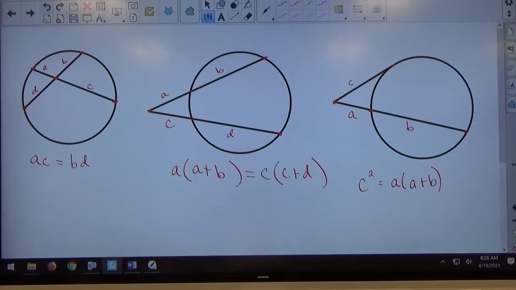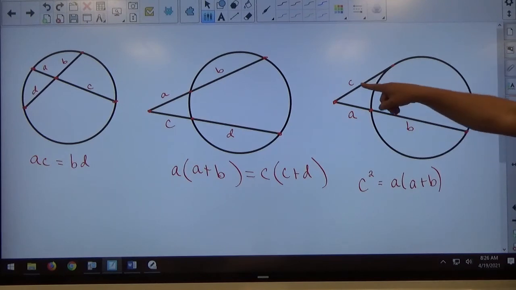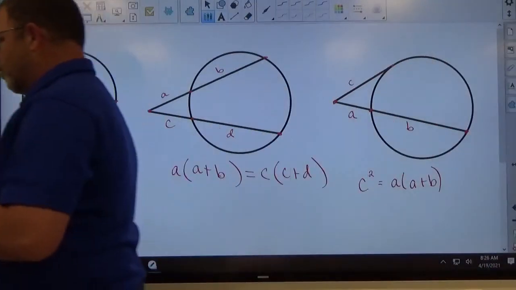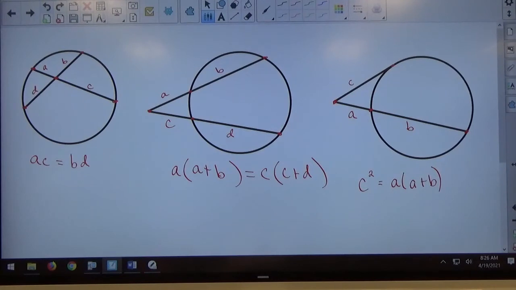So each of these rules, secants have the same picture every time. The outside piece times the entire piece, that's how the secants work. Tangents are squared, and then two chords intersecting, the product of the pieces of one chord equal the product of the pieces of the other chord. So you should commit these to memory. Pretty straightforward rules. They're always these. They don't change their mind at some point.